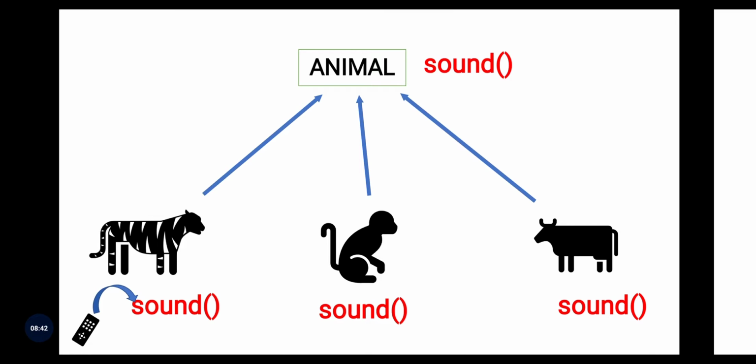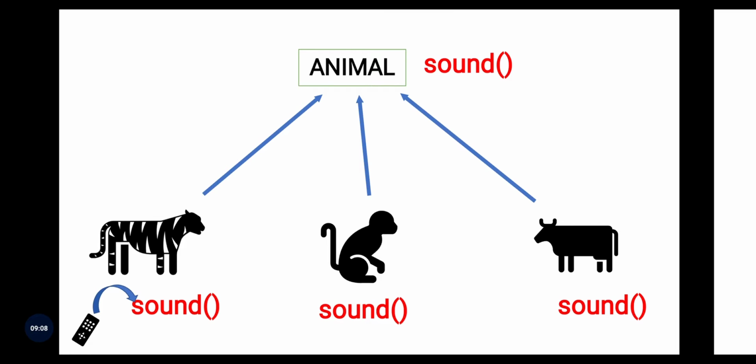So each of these objects would have to be controlled by a remote control. And what exactly is this remote control? Remote control is basically the way by which we can invoke a function. So think of this remote control as a function call. Every button on this remote control indicates the function which is associated with that object.